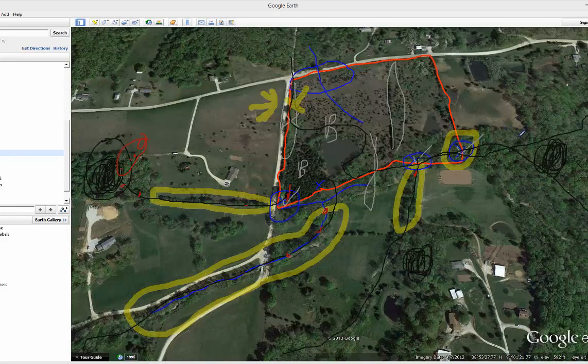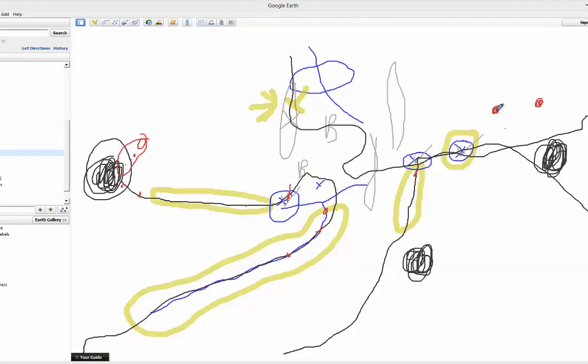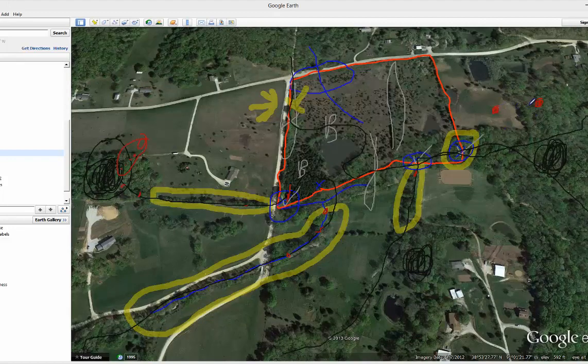When he finds a doe in heat, let's say he finds a doe right here in heat, and that doe's feeding here, what is he going to do? He's going to follow that doe back and forth from food area to bedding area every day. What is he going to do? He's going to make scrapes and rubs up and down this line.